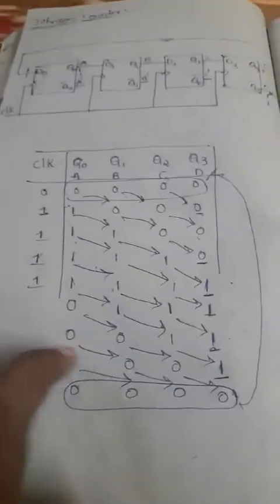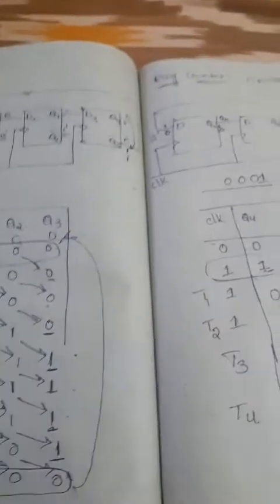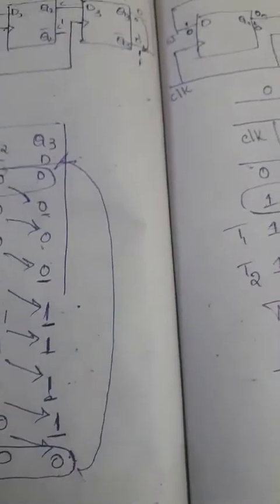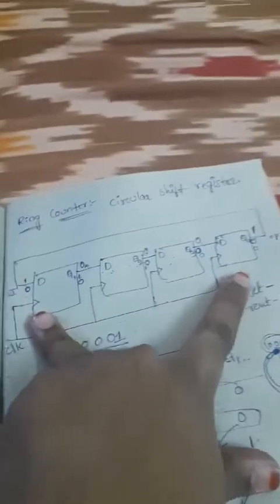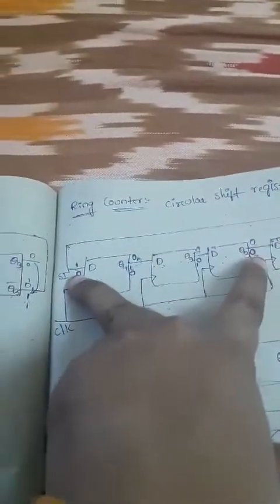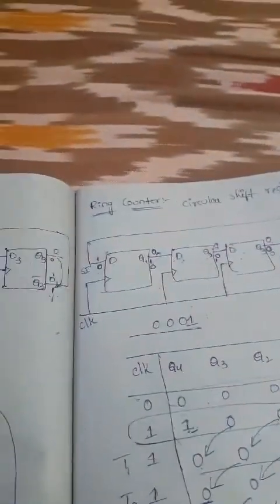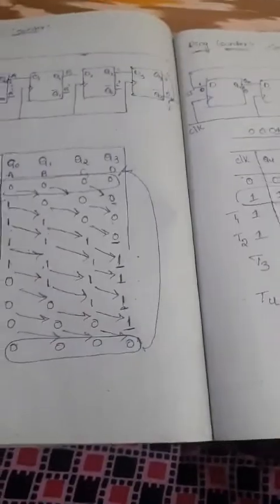Please concentrate on the truth tables of the Johnson counter and ring counter. Both will be important for short answers, so be careful and observe the circuit diagrams. In the Johnson counter, the complement output is connected to the input of the first one, and in the ring counter, the normal output is directly connected to the input of the first one. That is the difference between these two. This is the complete explanation of the 4th unit.